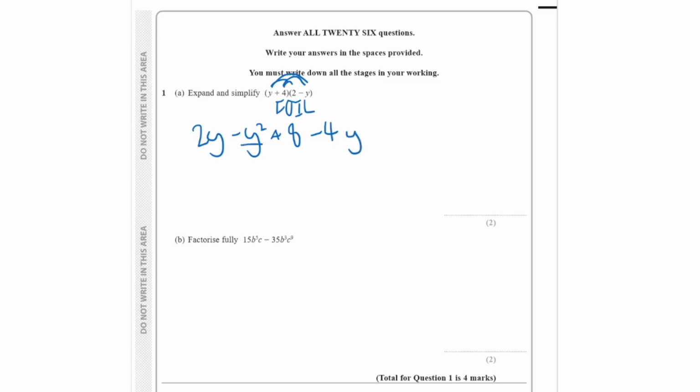There's only one like term for the y squared, negative y squared. There are two like terms for y. So 2 minus 4, that is negative 2y. And there's only one constant, plus 8. So our final answer should be negative y squared minus 2y plus 8.